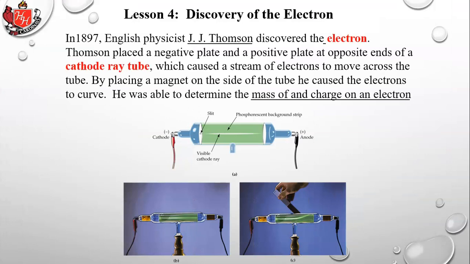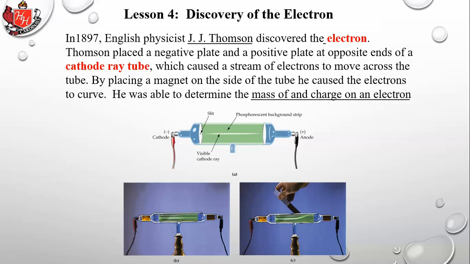In 1897, English physicist J.J. Thomson discovered the electron. Thomson placed a negative plate and a positive plate at opposite ends of a cathode ray tube, which caused a stream of electrons to move across the tube. By placing a magnet on the side of the tube, he caused the electrons to curve, because electrons do have a charge to them, so a magnet will cause them to move. He was able to determine the mass and charge of the electron.